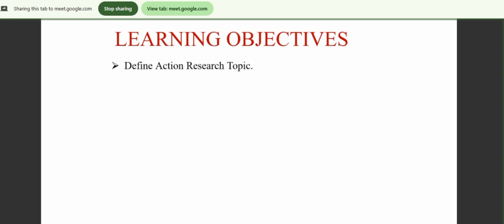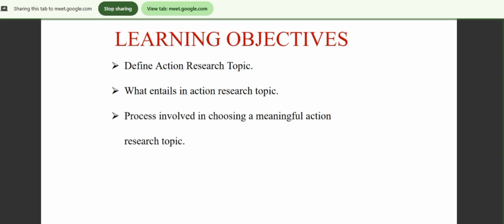At the end of this session, we should be able to define an action research topic. We'll look at what entails in an action research topic. We talk about the process involved in choosing a meaningful action research topic. We look at examples of an action research topic. We look at scenarios. I'll give us scenarios, then we select a research topic from the scenario. Then we look at the assignment. Okay, so these are our learning objectives.